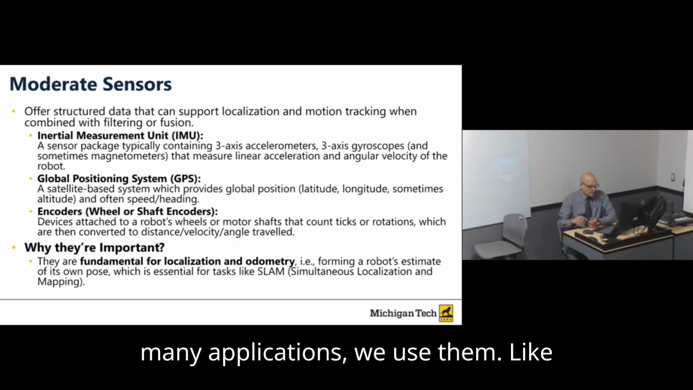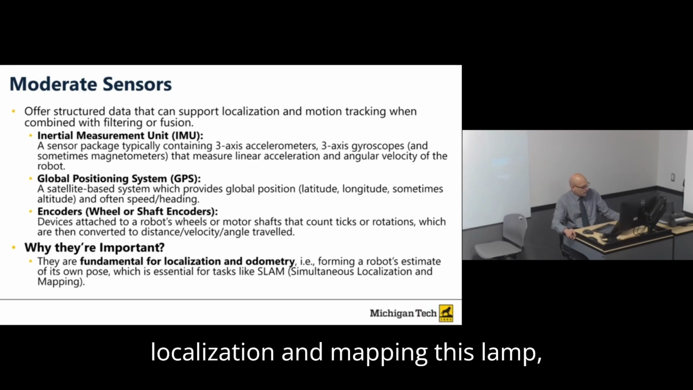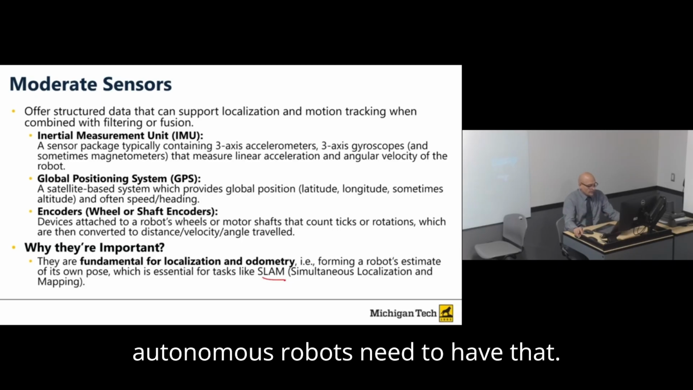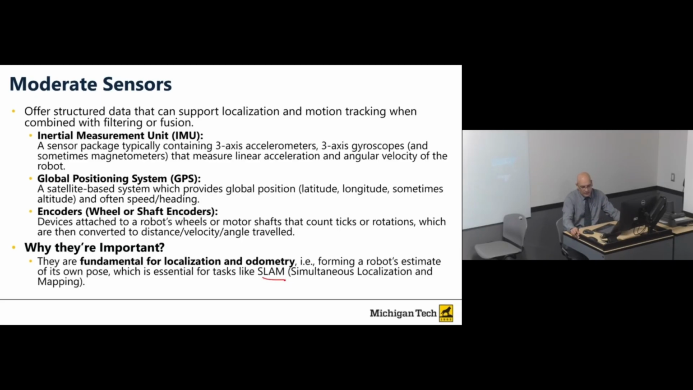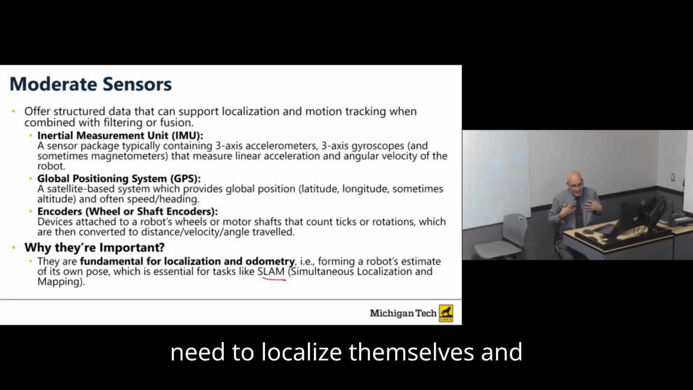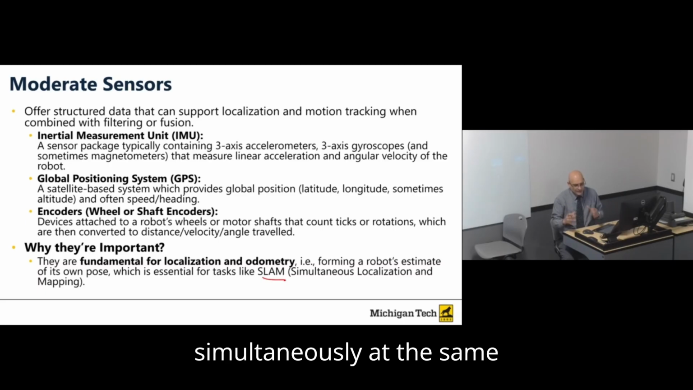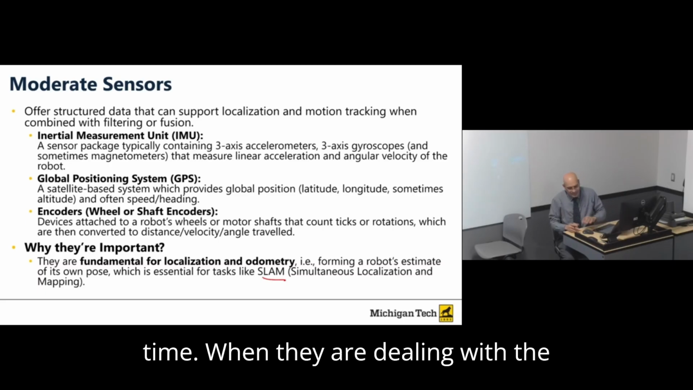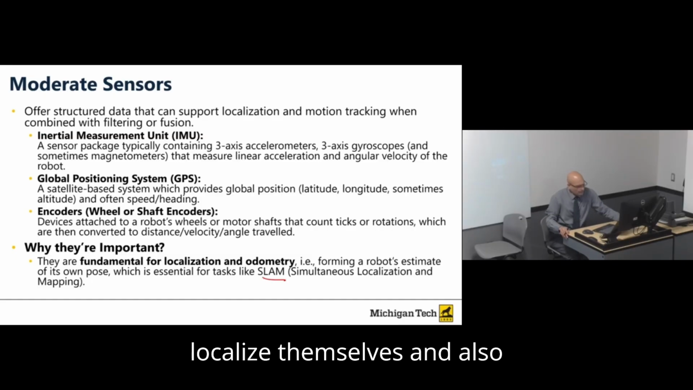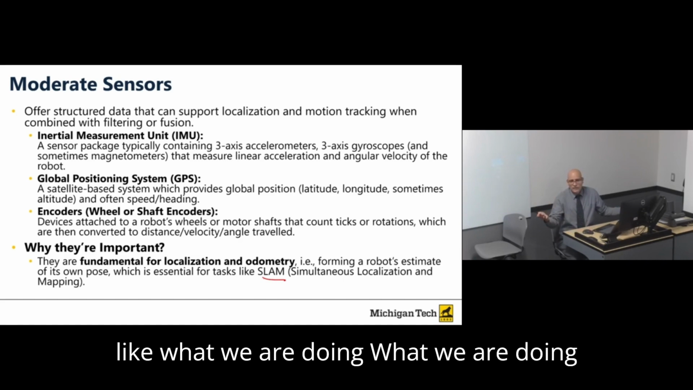In so many applications, we use them, like when we have localization, simultaneous localization and mapping, SLAM. This is something that most autonomous robots need to have. Sometimes they go to a new area. They need to localize themselves and also make a map. This is simultaneous, at the same time. When they are dealing with an unknown environment, they need to localize themselves and also actually make a map of the environment, like what we do.